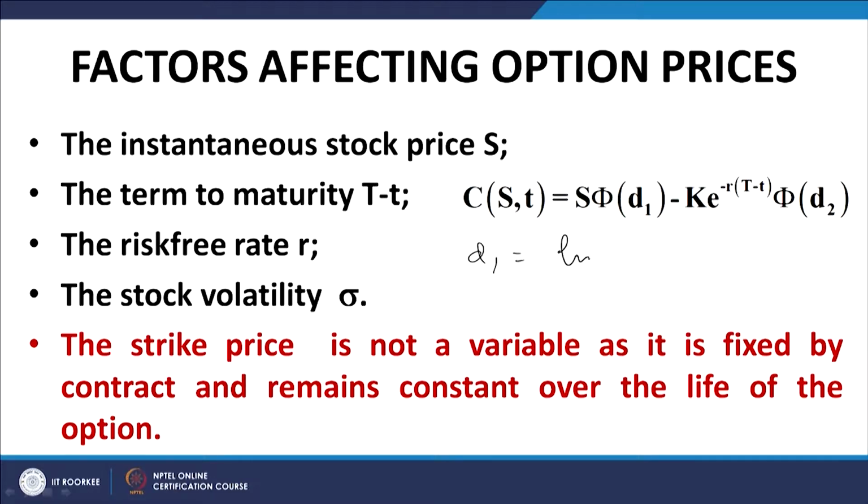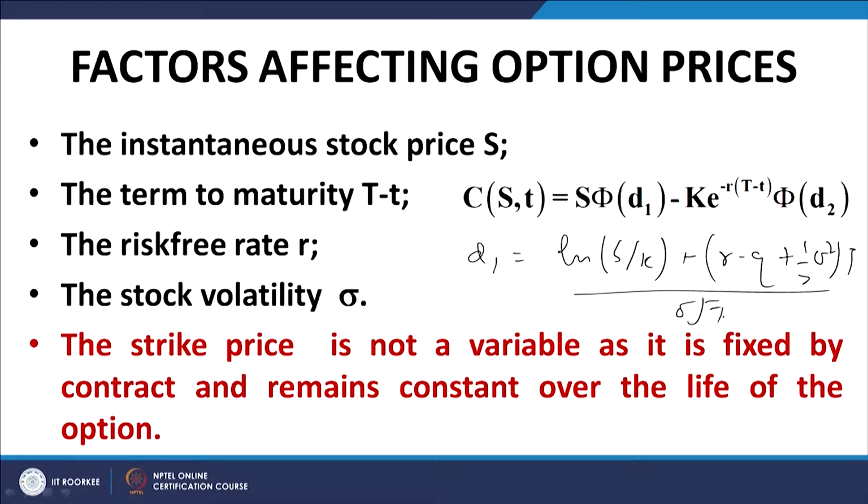If I write d1 as log of S0 upon K plus r minus q, now this q is something interesting, plus 1 by 2 sigma square T, divided by sigma root T. Now, q represents the yield that the underlying asset may provide during the life of the option.